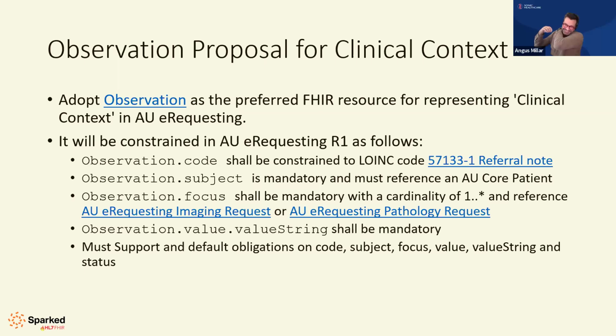Yeah. So if we are thinking observation, this is probably what we would look at. We'd set the code to referral note. We'd make the subject mandatory and reference an AU core patient. We could set the focus. We make the focus mandatory and reference back to the imaging request or pathology requests that it applies to. And then we would make the value string mandatory, right? Which is where the actual text note would go. Is there anything else potentially we would look at for that, or would that be pretty much what we're looking at?